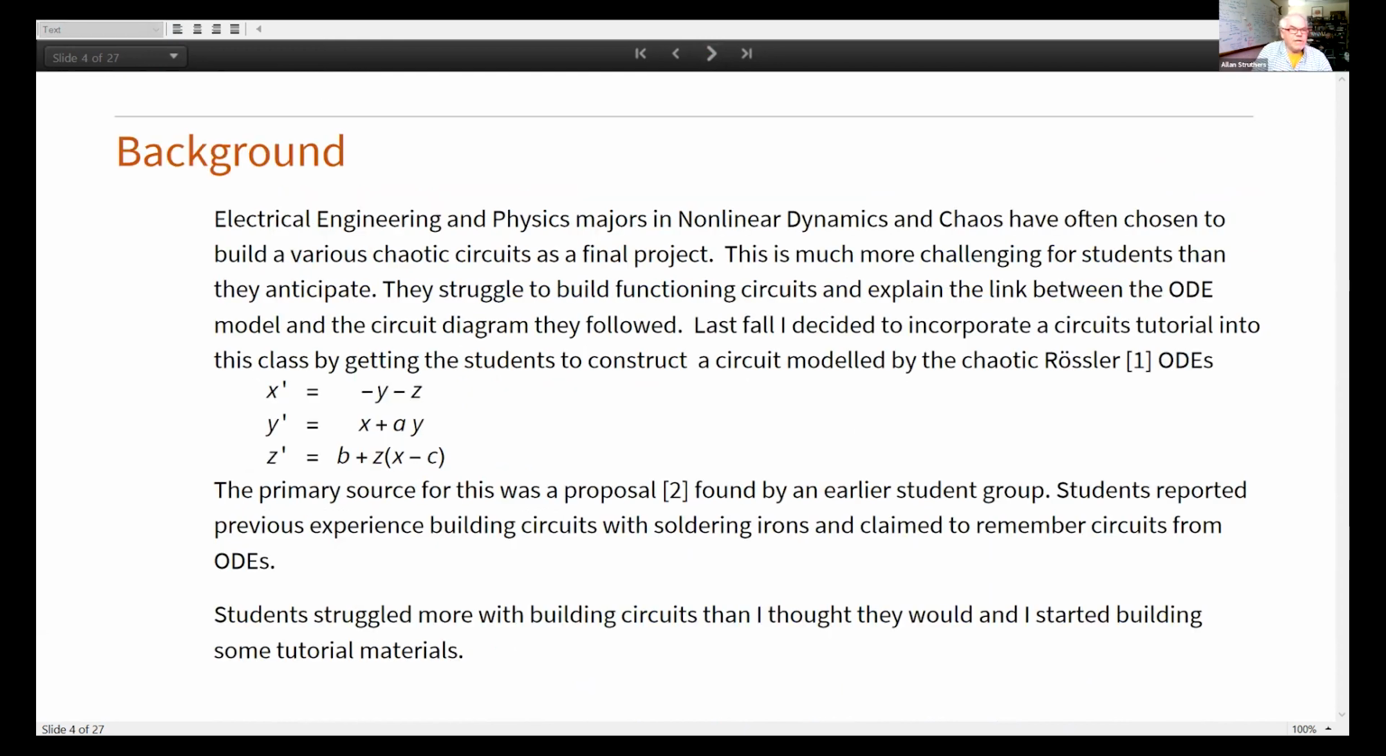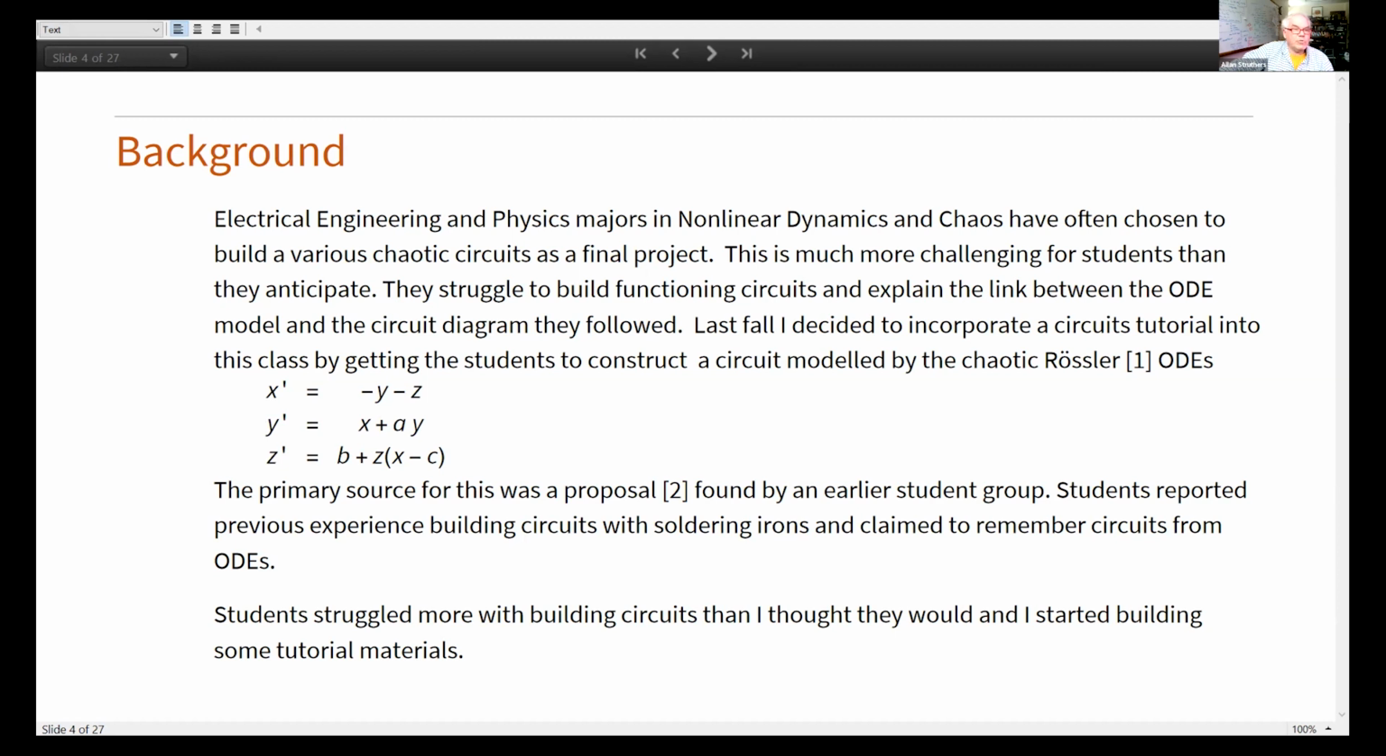So the students have really often chosen to build chaotic circuits, and since they were very much into that, I decided that I would focus the class on a particular system of ODEs. This is called the Rossler system right here. A, B, and C are constants. They're traditional values. They are what you would tune to go from a very deterministic system to a chaotic system. It's named after a guy called Rossler.